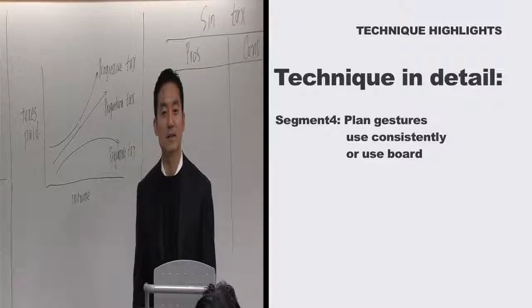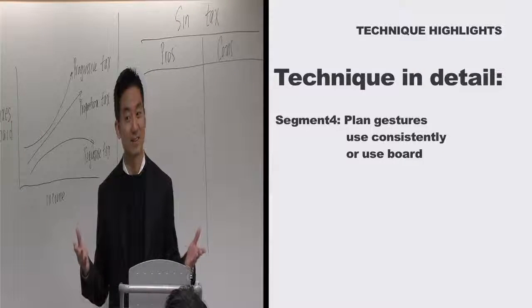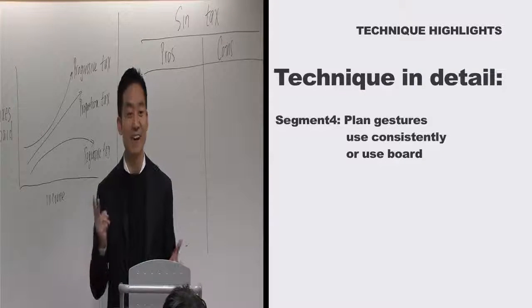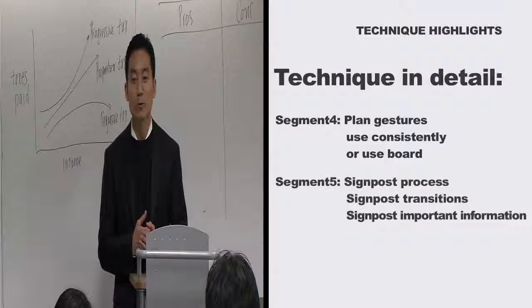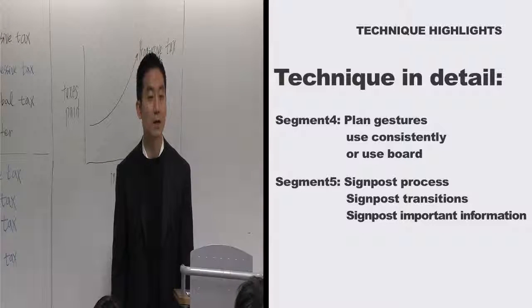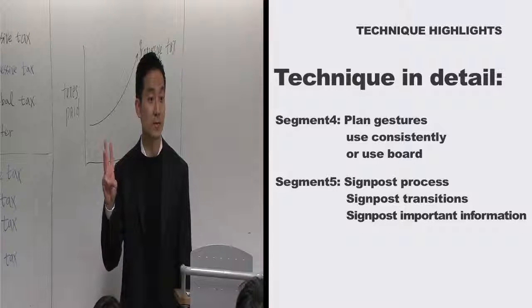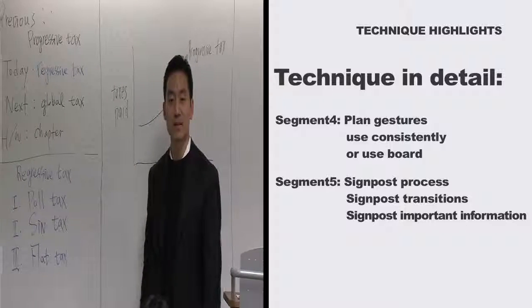Today we've discussed 3 kinds of regressive taxes. They are sin tax and poll tax. He verbally signposted lesson process, topic transitions, and important information to signal student awareness. Last time we covered progressive tax. Today we'll cover regressive tax. Specifically, I'll talk about 3 kinds of regressive taxes: poll tax, sin tax, and flat tax.